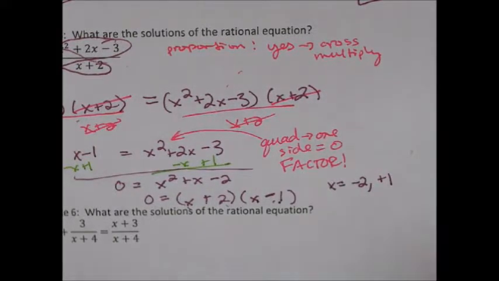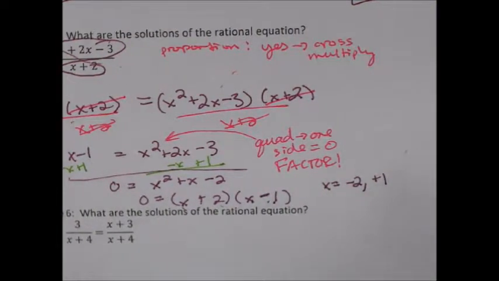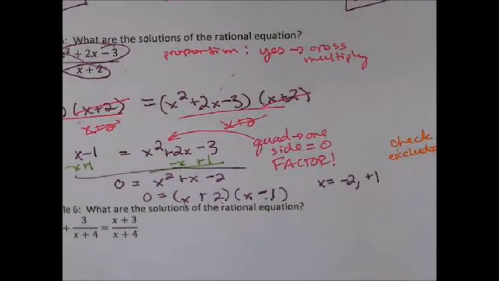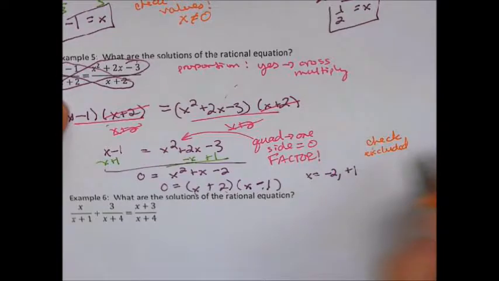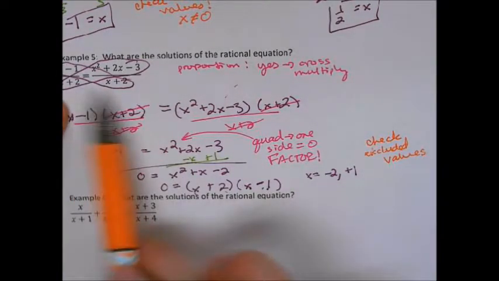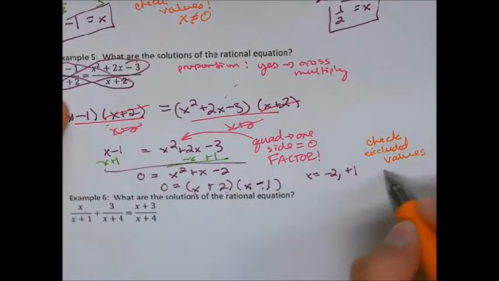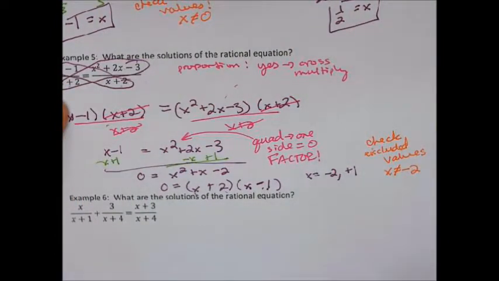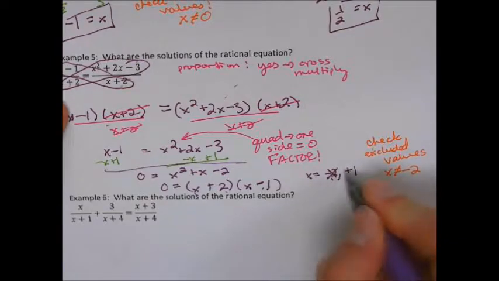Before we can commit, though, we have to check excluded values. I'm going to zoom out a little. Let's look at our denominators. Here, x cannot equal negative 2. Here, x cannot equal negative 2. We do have that as an option, but we can't equal that, so we cross that one out. So x equals 1.